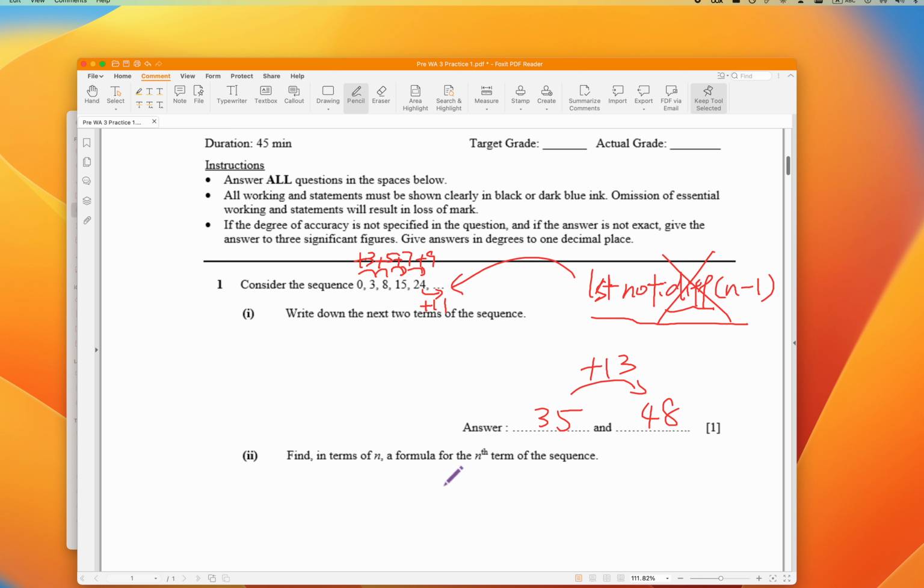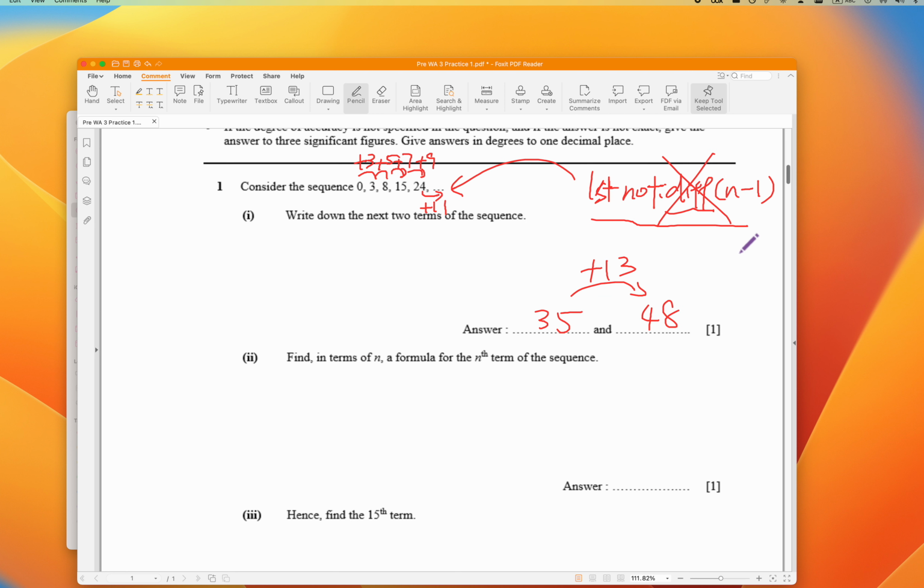Then in terms of the formula for the nth term, I think this one is not so easy. My teacher explained this to us in class. So this involves something square already. It's n square minus 1. Never mind about it.